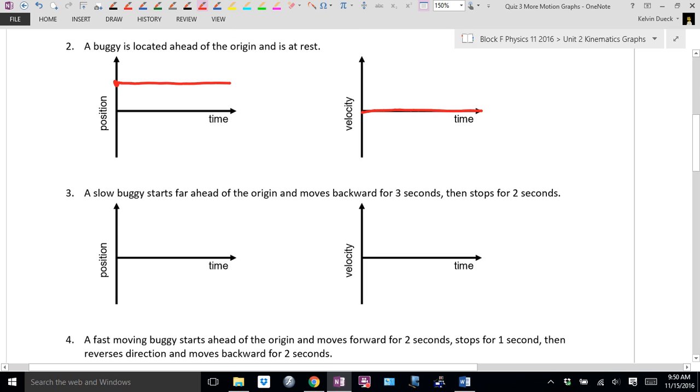A buggy starts far ahead of the origin, moves backward for 3 seconds, then stops for 2 seconds. Moving backwards for 3 seconds would go like that. I'm going to put a 3 right there. You don't have to. I'm just doing that so you can see my thinking. If you didn't put numbers on your x-axis, I'm not too fussy on that. Then stops for 2 seconds, which would make that 5 seconds in grand total.